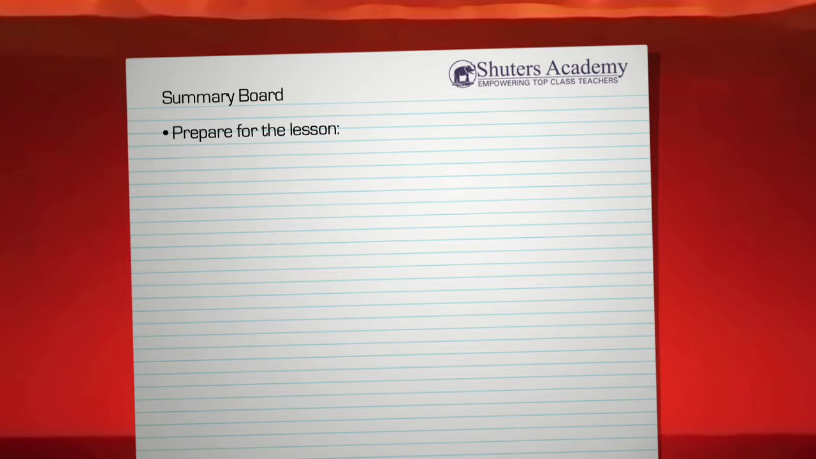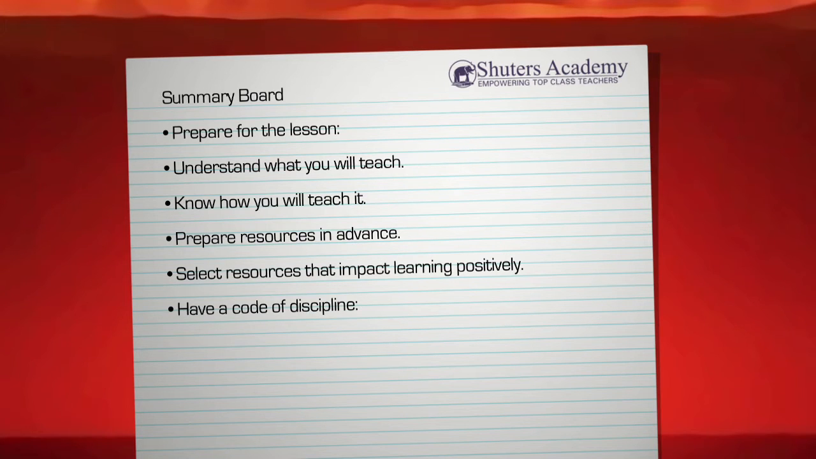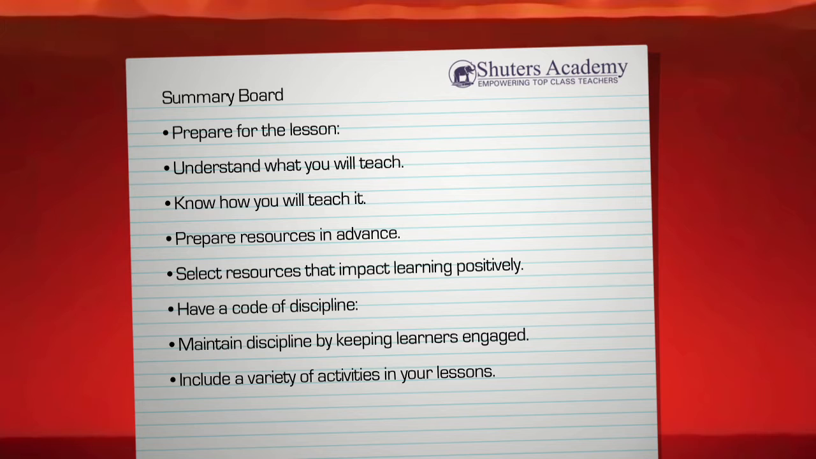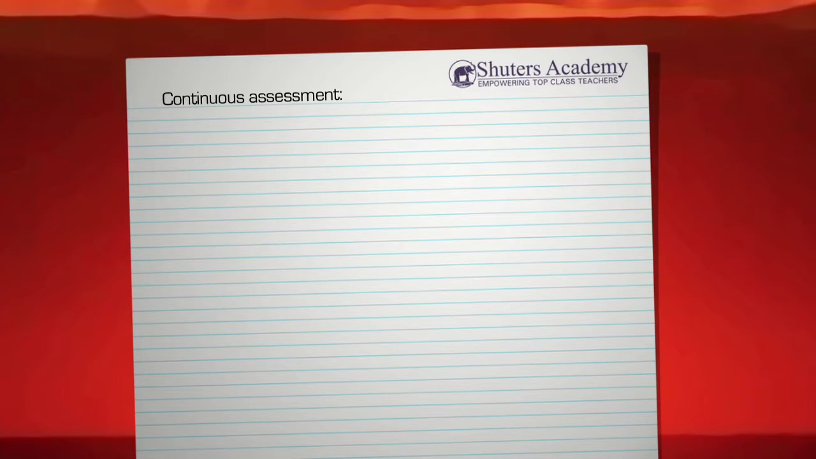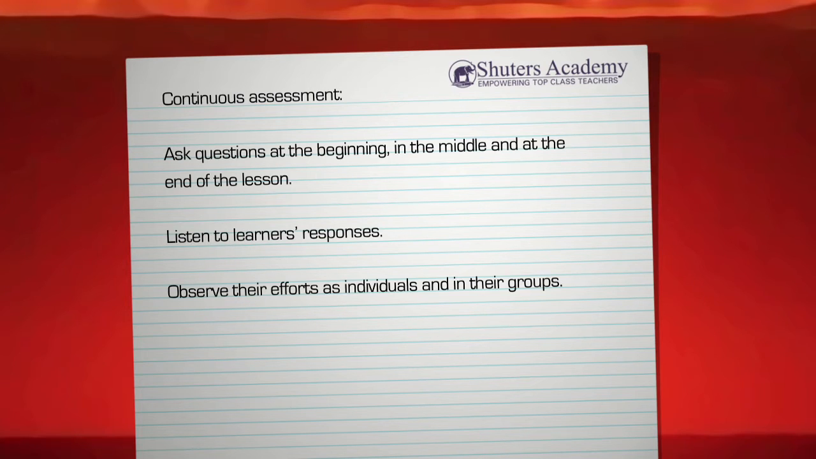Let's summarize the key tips we can take away from the lesson. Prepare for your lessons. Understand what you are going to teach and how you are going to teach it within the time available. Make sure all resources are prepared in advance and are relevant to learning. Establish your discipline expectations at the beginning of the lesson and maintain it using a variety of strategies. Video, song, pictures and flashcards keep learners engaged. Continually assess learners' progress. Use questions throughout the lesson and listen to learners. Move from group to group, observing and supporting their efforts.